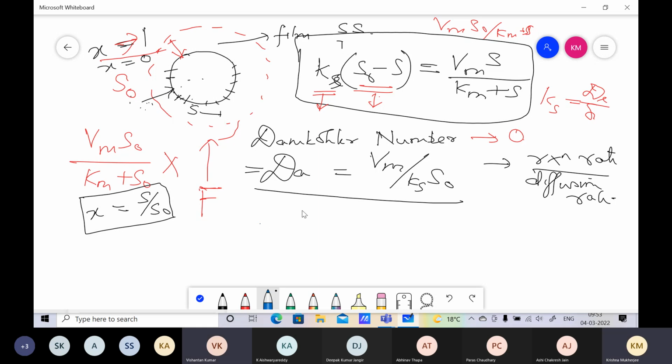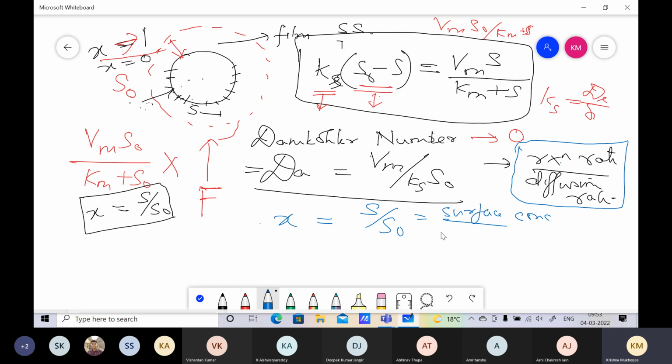Yeah. So what is the Damköhler number? The Damköhler number is reaction rate by diffusion rate. And X, I am defining as a dimensionless number, S by S naught: surface concentration upon bulk concentration. That is the concentration on the surface divided by the concentration in the bulk.